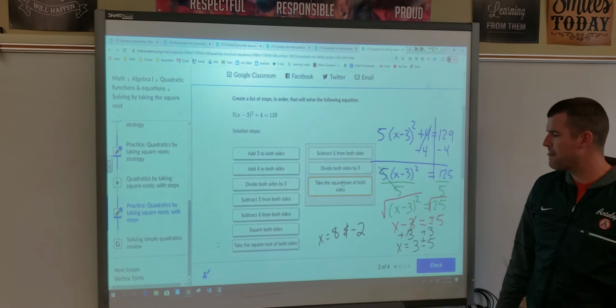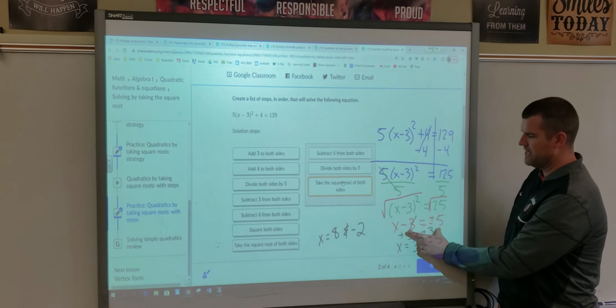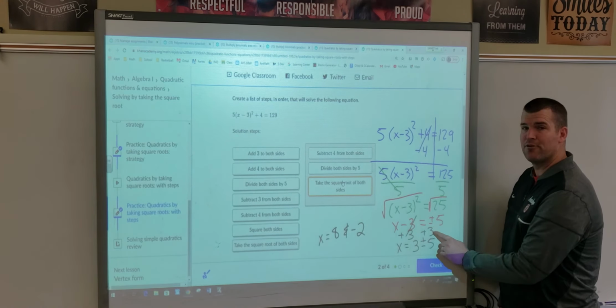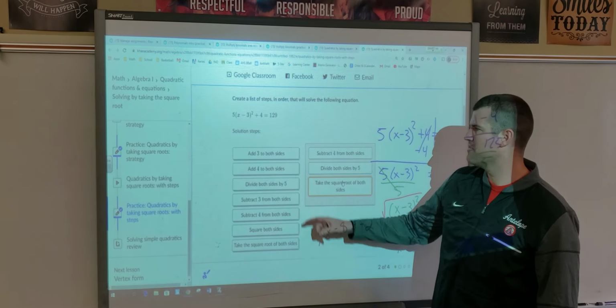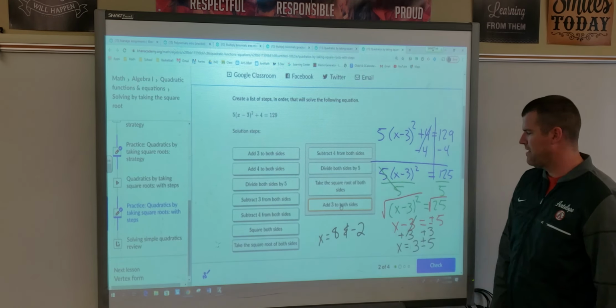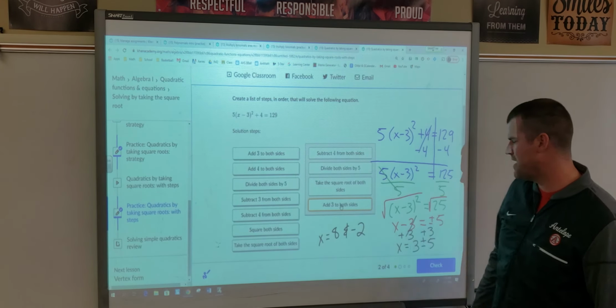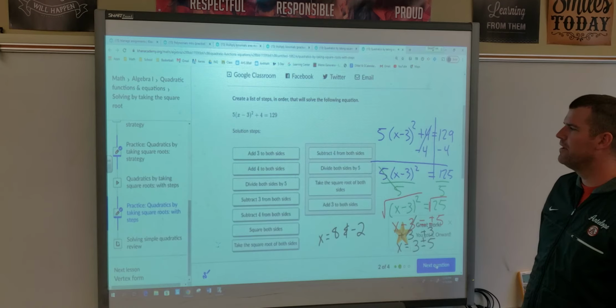so we end up with those two solutions. But going along with my steps, we took the square root to get to here, and then we added 3 to both sides. So my next step was add 3 to both sides. Once we did that, we were done. I don't think it says simplify on here, so we don't need to put that on, and nailed it.